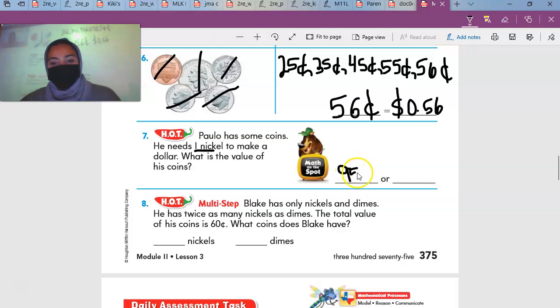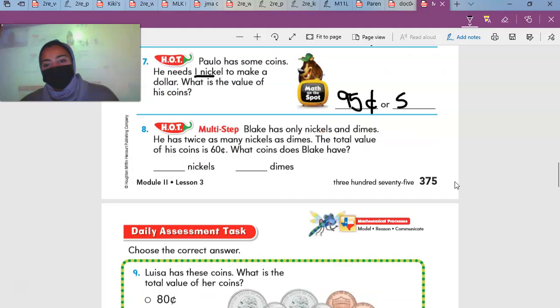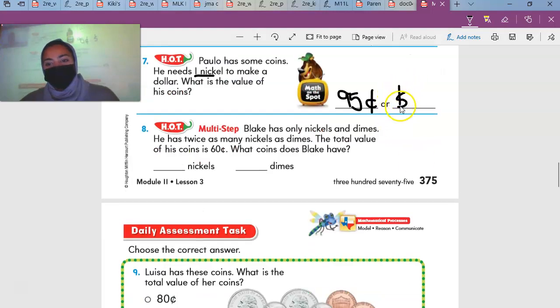To get that answer, you just have to know that 100 cents is the same as $1. So 95 cents, you can either write it 95 with a cent sign, or you can write $0 decimal 95. If you want me to go back to the ones on the top, give me just a minute and I'll go back for you later, okay?